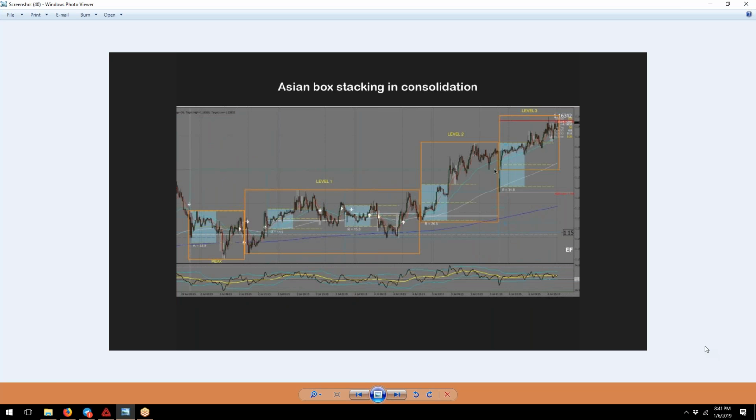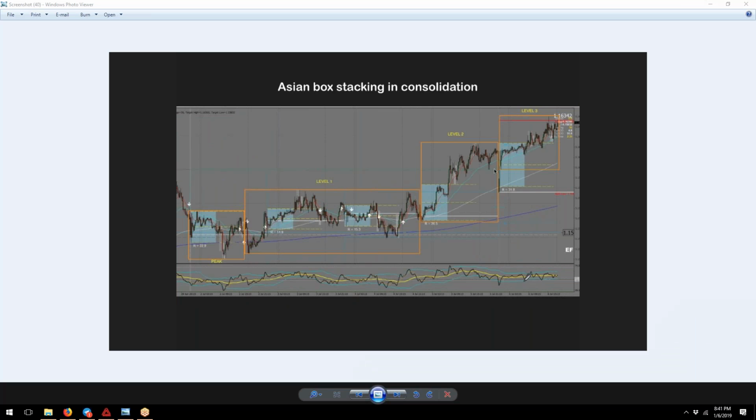Now, look, this is when the market consolidates. Look at the top of the Asian session boxes, how they're parallel, they're going sideways. Look at that. Finally, you got the rise there. You got the rise here. That's consolidation. You see that? Look how many days level 1 took.